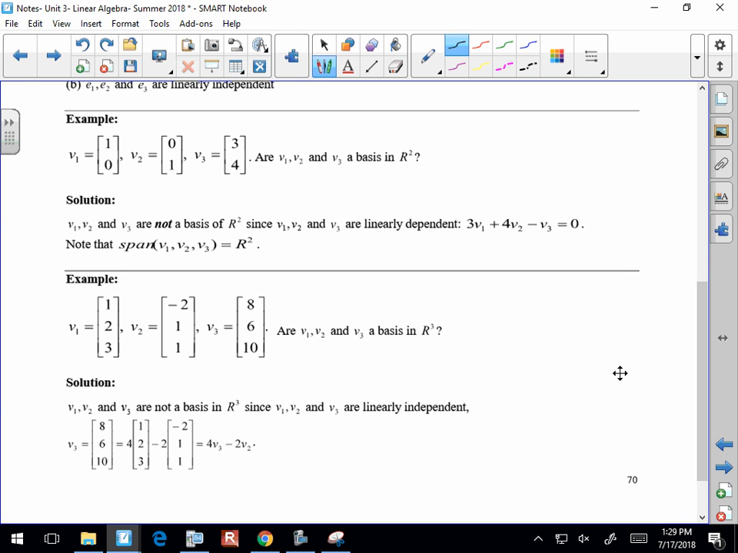Now, if it just says, out of these vectors, can you form a basis of R2? You say, yeah, with V1 and V2, then call it a day, right? But because they threw in V3, it's not a basis, all right?